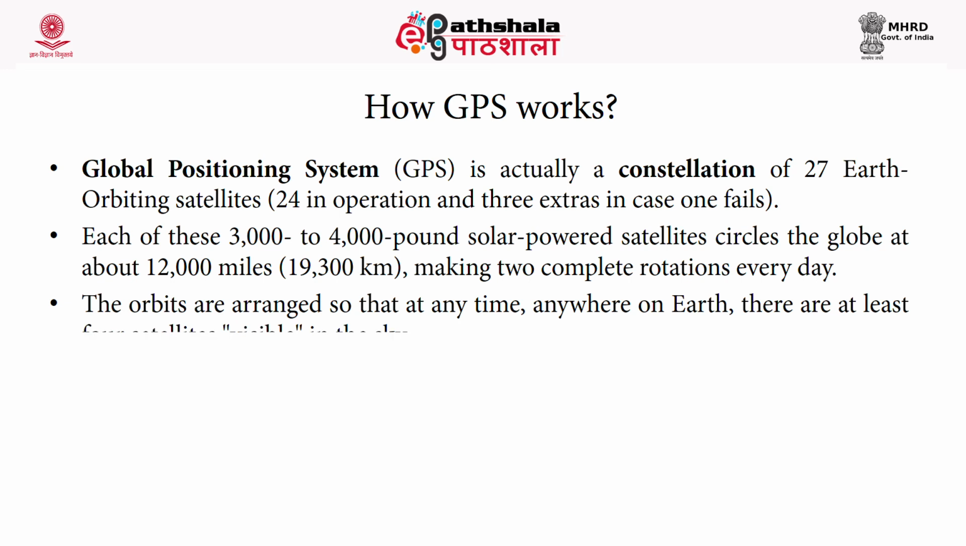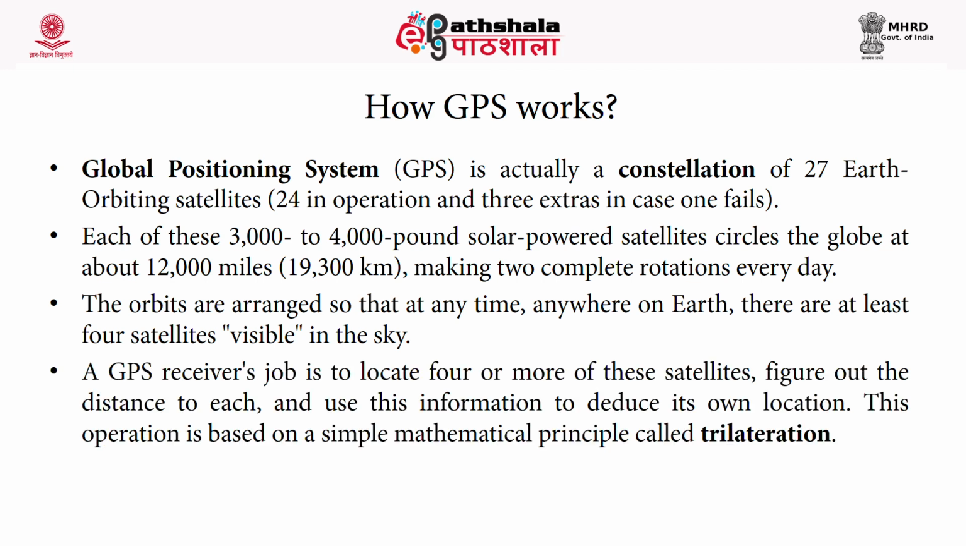These orbits are arranged so that at any time anywhere on the earth there are at least 4 satellites visible in the sky. So, what a GPS receiver does is it locates 4 or more of these satellites, figures out the distance to each and uses this information to deduce its own location. This operation is based on a simple mathematical principle called trilateration.